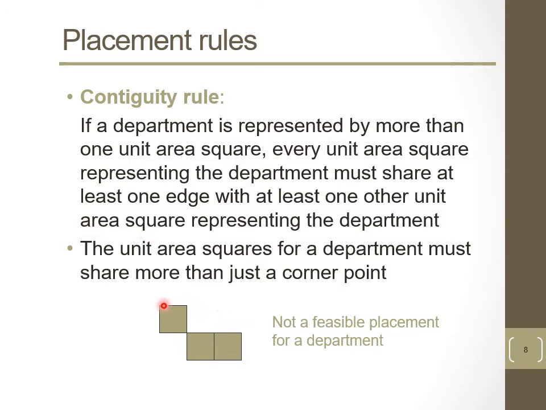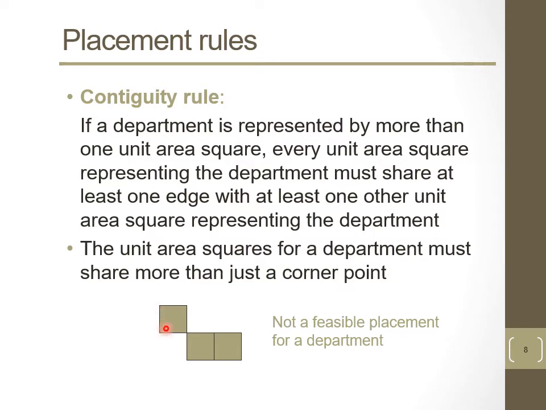Okay, let's have a look at this shape. All these unit area squares represent the same department, but you see this unit area square does not share a common edge, a common side, with either this one or this one, or the others. It's just connected through the corner. And according to this contiguity rule, it's not feasible.